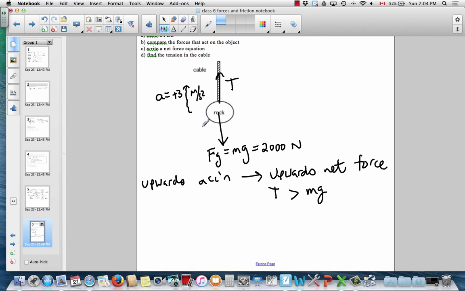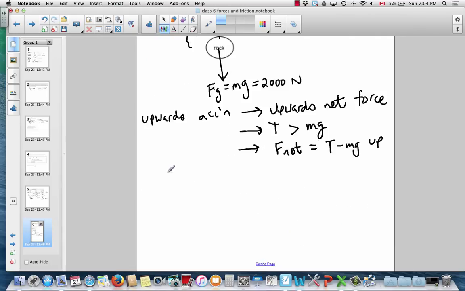Now, as soon as we know that the tension exceeds the weight, the implication is, if we want to find the net force, we're going to subtract, because they're opposite, and we're going to take the bigger one and subtract the smaller one. And that will be in the upwards direction. So, a net force equation. Well, what do we know about net force? We know it always equals ma according to Newton's second law. And based on the information that we're given in the problem, we know the net force in this case is the difference between the cable tension and the weight of the rock. So this is known as the net force equation.